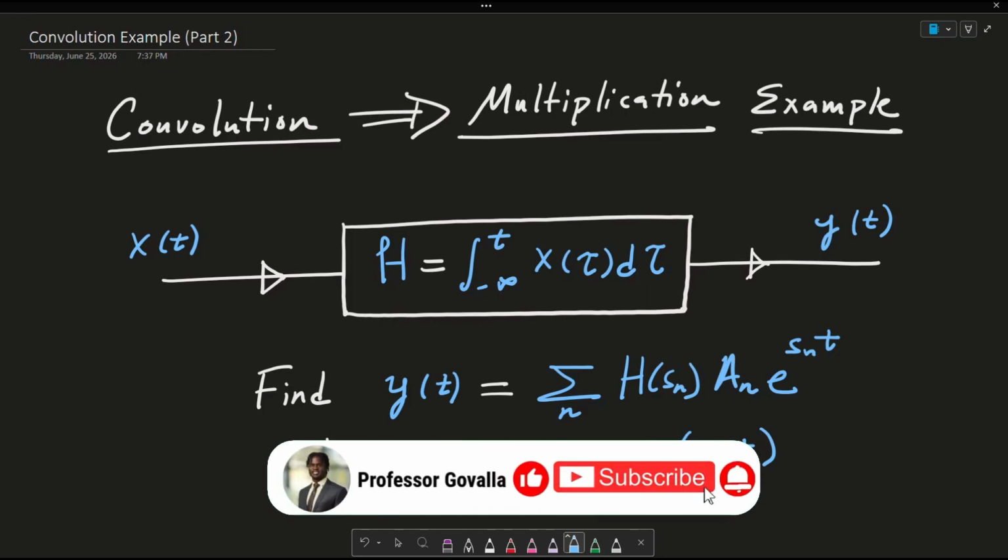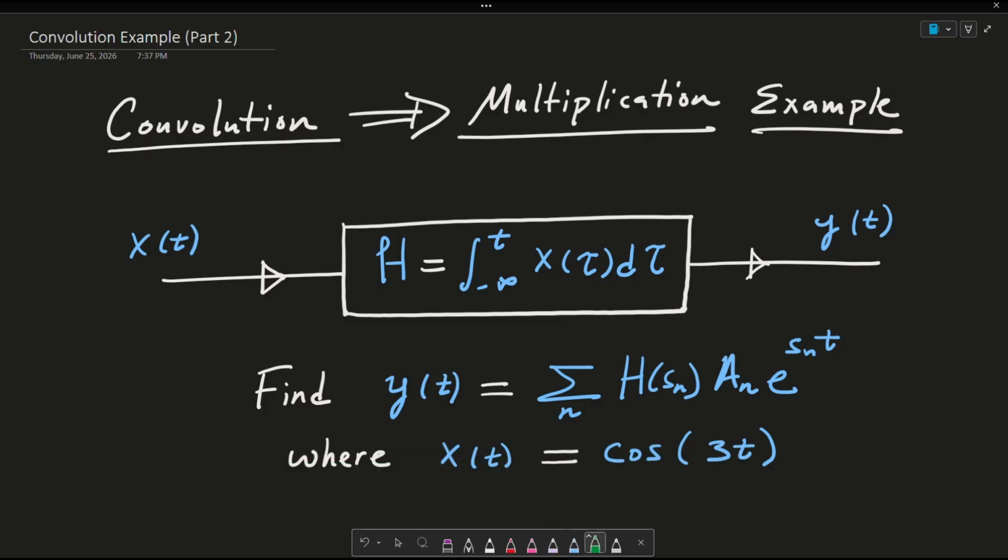My name is Professor Govala, and today I'm going to be doing another example involving convolution, but in this case we map it over to what we call, let's just say, a multiplication type domain using eigenvalues and eigenfunctions.